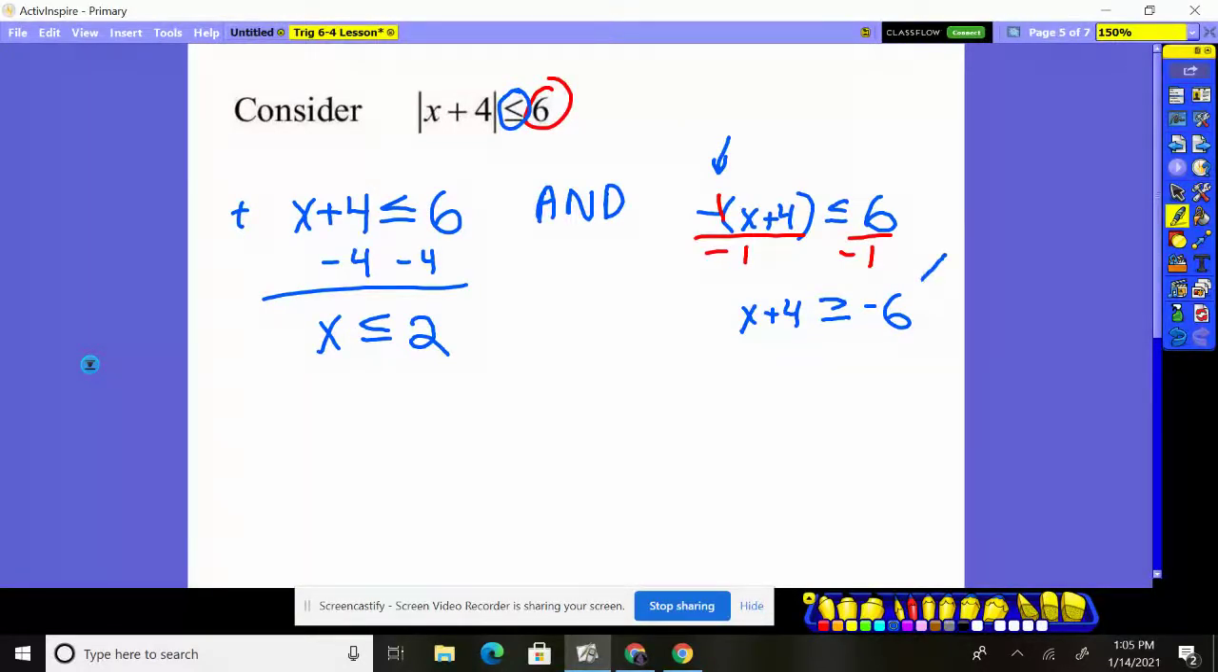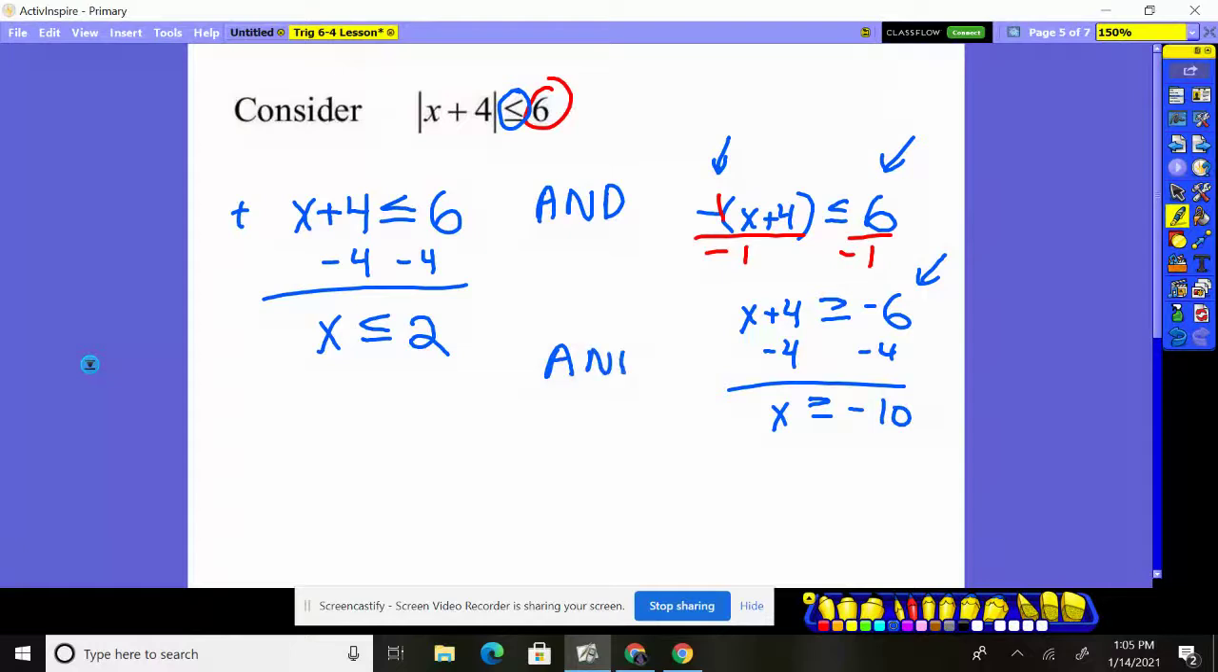A lot of teachers have you just jump right to that stage. But again, they tell you to do that with no explanation of why. That is why we're doing it. And I want you to write that step there. Don't skip it. I now solve. I subtract 4. x is greater than or equal to -10.